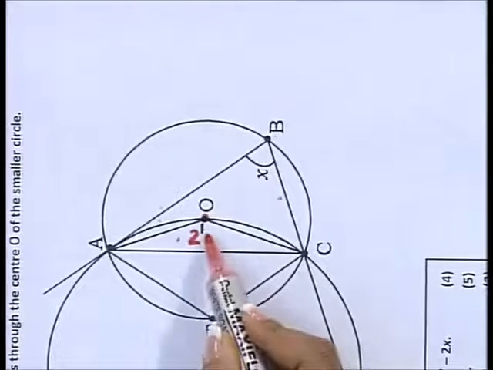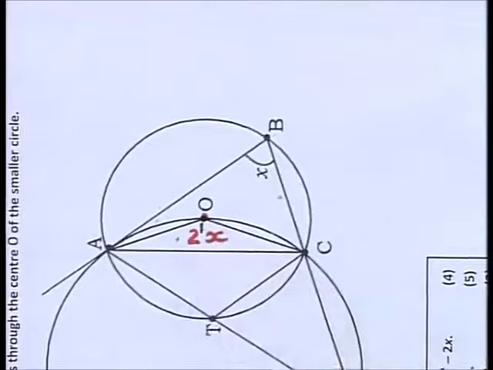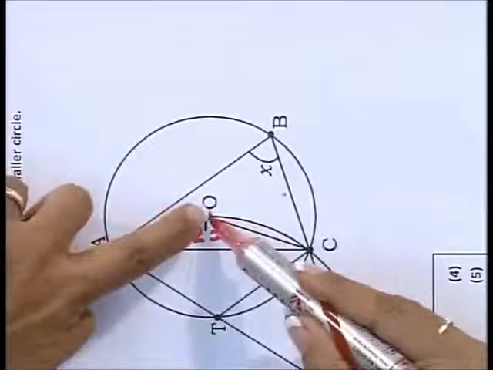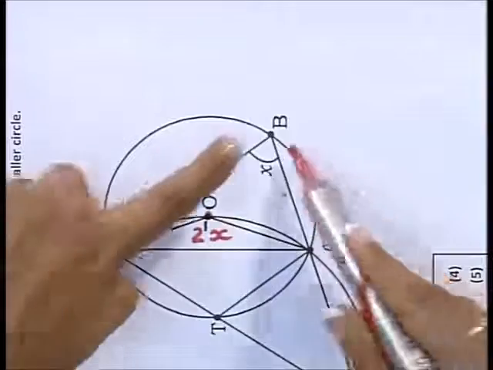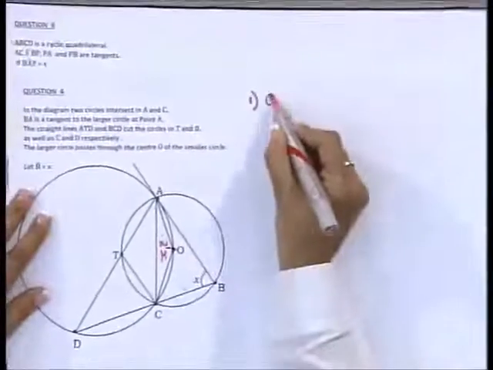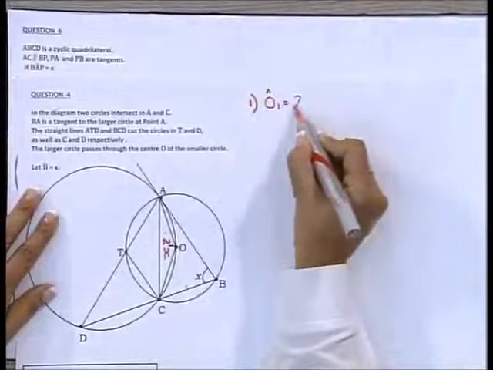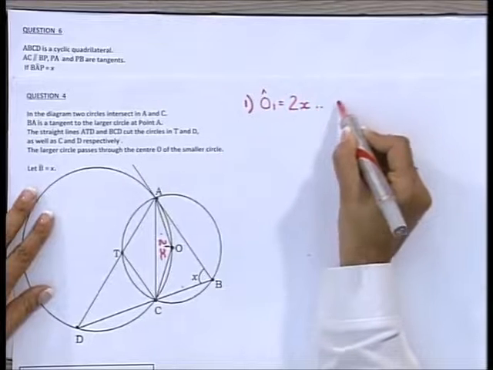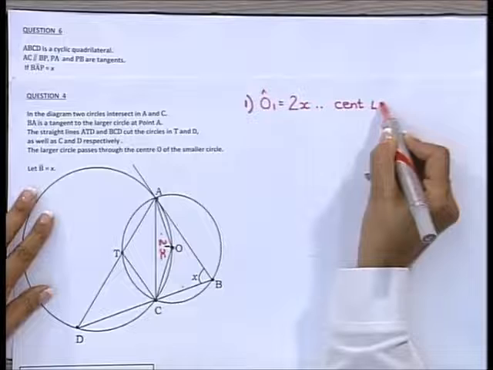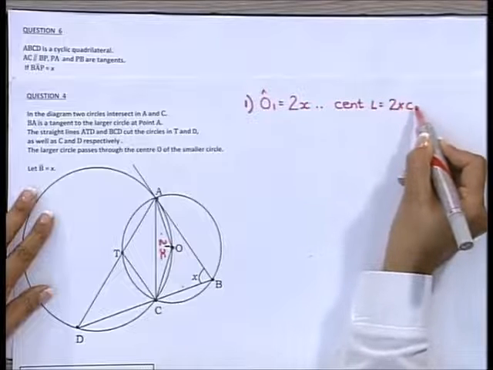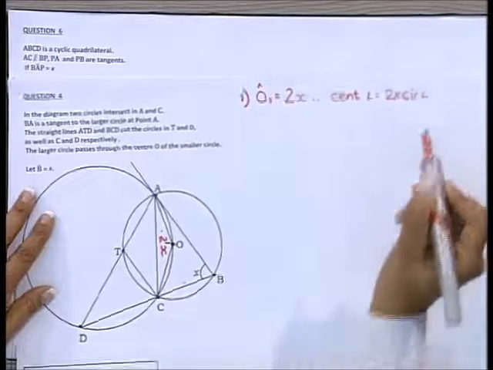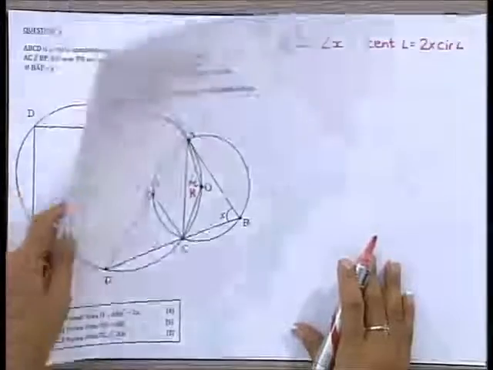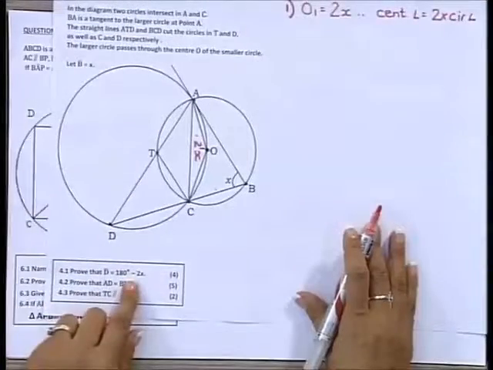O1 is equal to 2x. Why? It's the center angle, and that is the circumference angle. So I am going to say O1 is equal to 2x. Are you happy with that? Center angle equals 2 times circumference angle. And they say that I have to prove that D is 180 minus 2x.